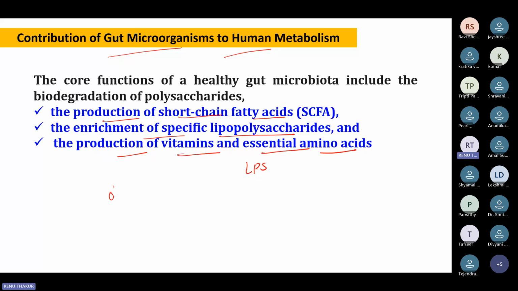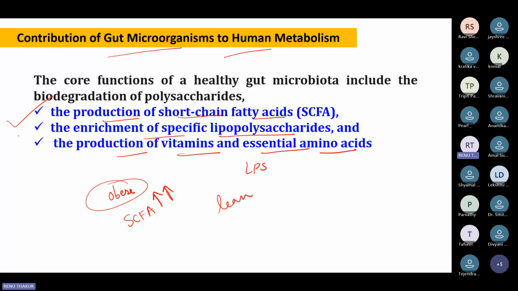Now, if an individual is obese, this SCFA will be increased in this person. It means the microorganisms responsible for the production of the SCFA, that is the short chain fatty acids, will be in higher amount in the obese individual compared to the lean individual. So this point should be taken into consideration while answering about the core function of a healthy gut microbiota of an individual.